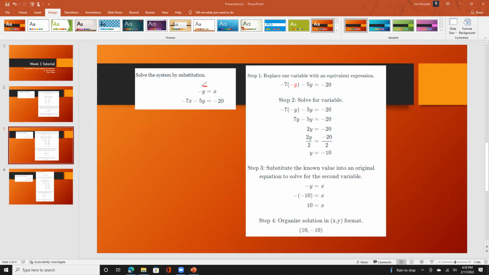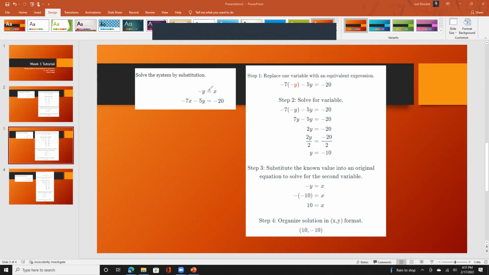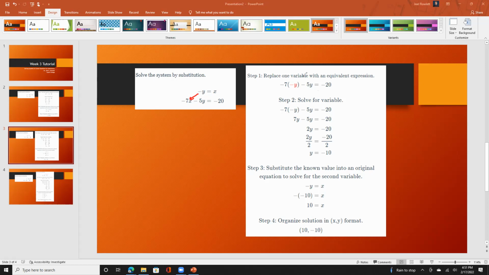Here we know that negative y is equal to positive x. And we also know that negative 7x minus 5y is equal to negative 20. And what we're going to do in this case is, again, substitution. What they chose to do here is utilize the fact that x is equal to negative y. And if x is equal to negative y, they can substitute negative y straight into the second equation for x. And that's what they did here.